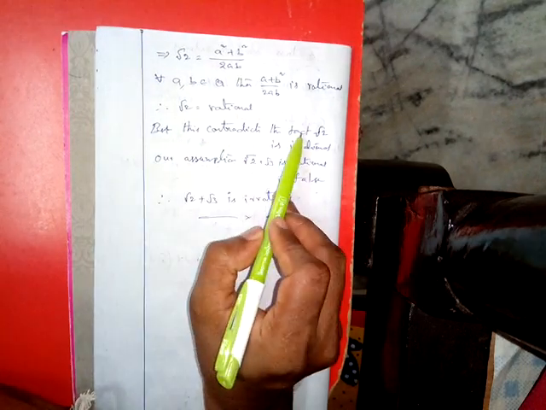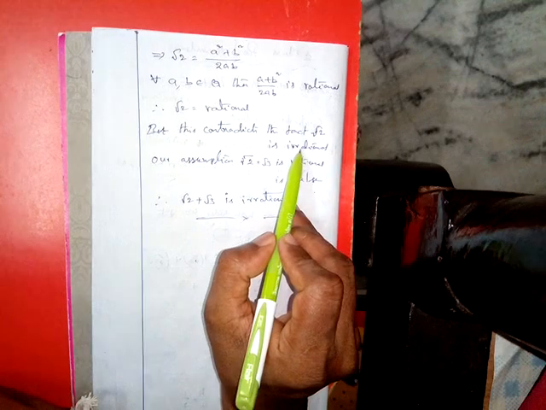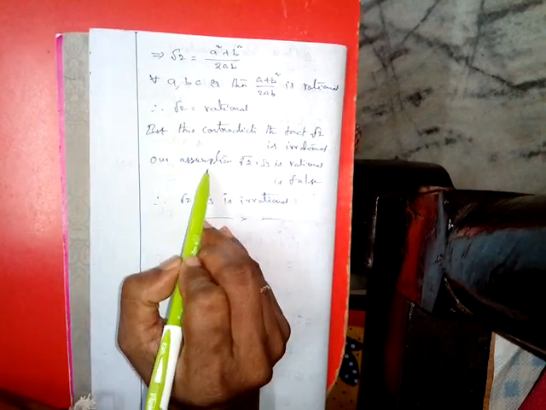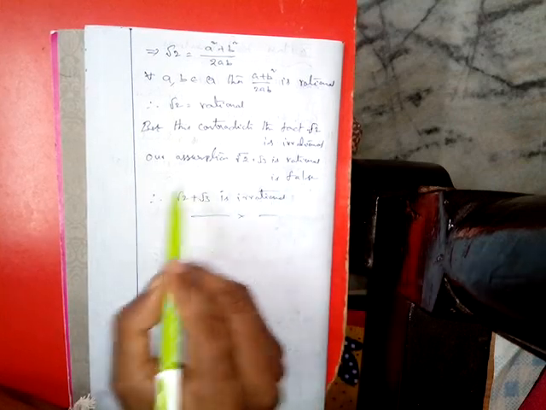But this contradicts the fact. Actually root 2 is irrational, you already know that, already proved. So how did you get this contradiction? Our assumption is wrong: our assumption that root 2 plus root 3 is rational is false. So root 2 plus root 3 is irrational. That is the proof of this problem. Okay, understand, children?